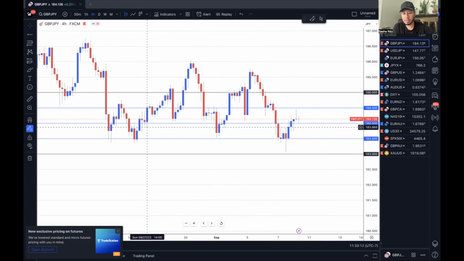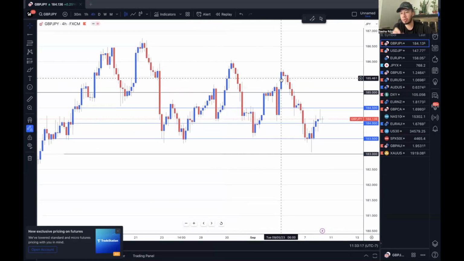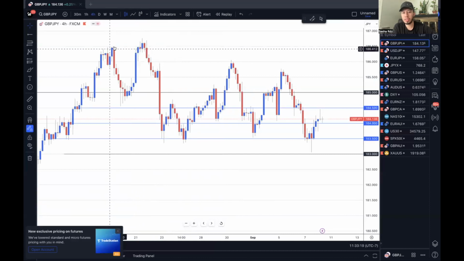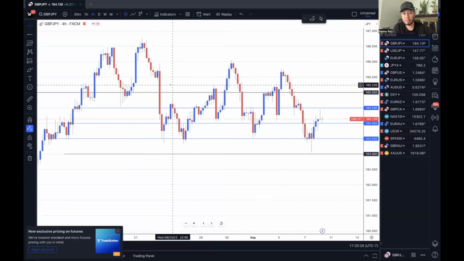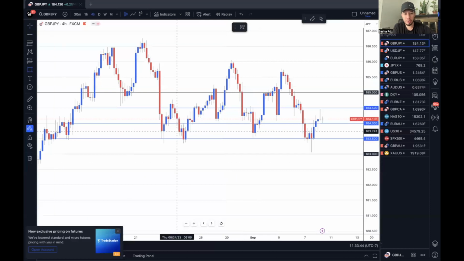look at how price rejects from these zones. Every time price comes to those psychological levels, look, it rejects. 186 flat, rejects. In the past, we rejected here. 183.50, we rejected it here. 185, we rejected right here. 184.50, all this.